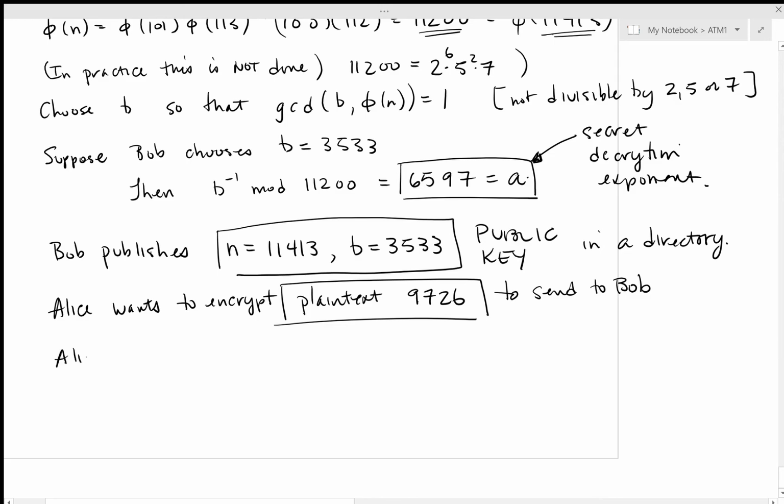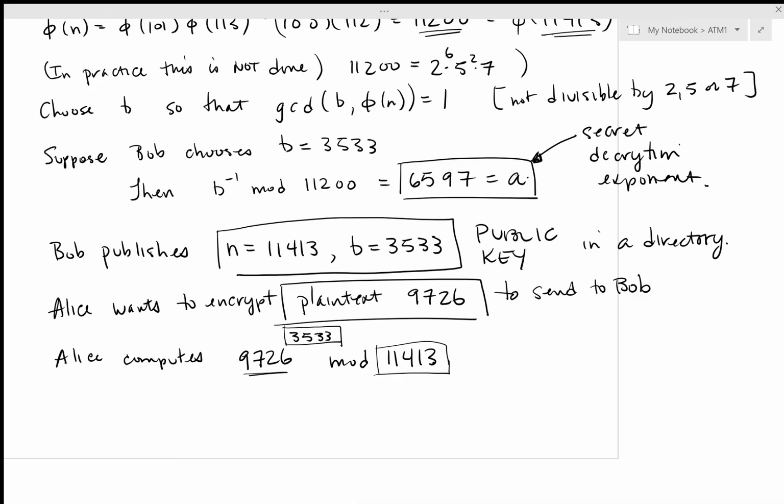So Alice computes 9726 to the 3533 mod 11413. So this is the plain text, this here is B, and this is N. She has her plain text, and she's using both of those items of the public key. So she computes that, and in this example, that turns out to be 5761, and that is the ciphertext. Then Alice sends Bob the ciphertext.